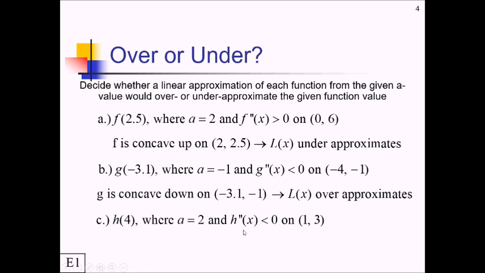And now for this last one, we're trying to approximate h of 4 from a equals 2. So that's the interval from 2 to 4 that we have to look at. Taking a look here, we see that we are concave down for the interval from 1 to 3, but that doesn't actually tell us about the whole interval. We're definitely concave down for some of the interval in between these, but we don't have enough information about concavity on the whole interval to make a judgment call one way or another.